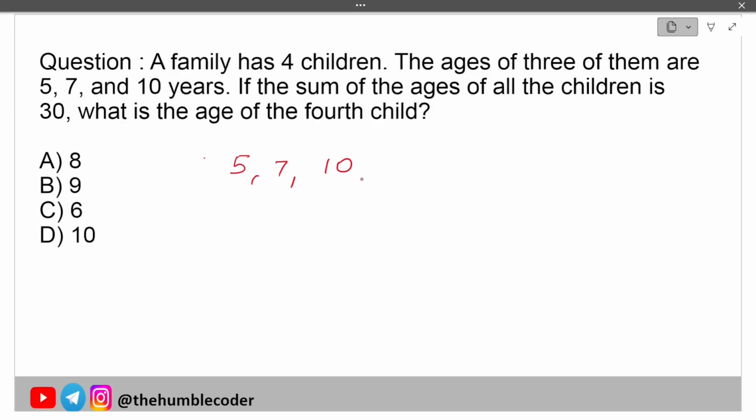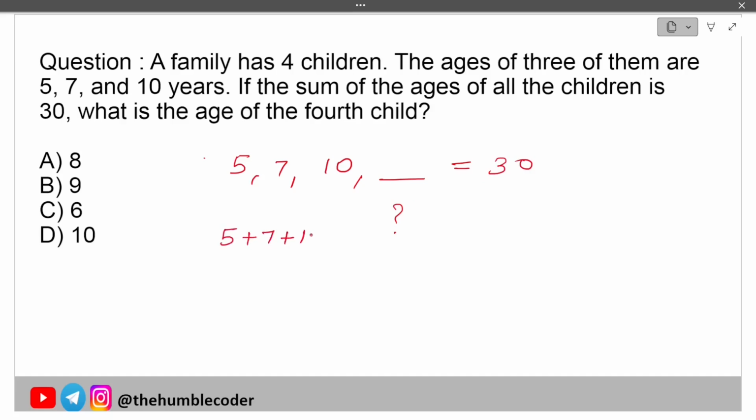Okay, this is a straightforward and easy question. We have been told that we have 4 children and the ages of 3 of them are given, and the fourth one is not given, and we are asked to find out the age of the fourth one. But we are also given a hint that the sum of their ages is 30.